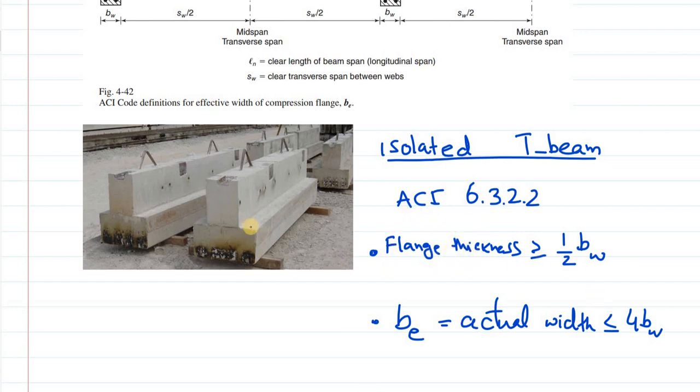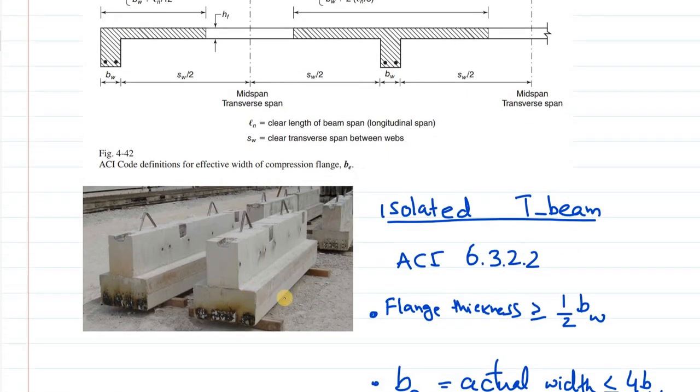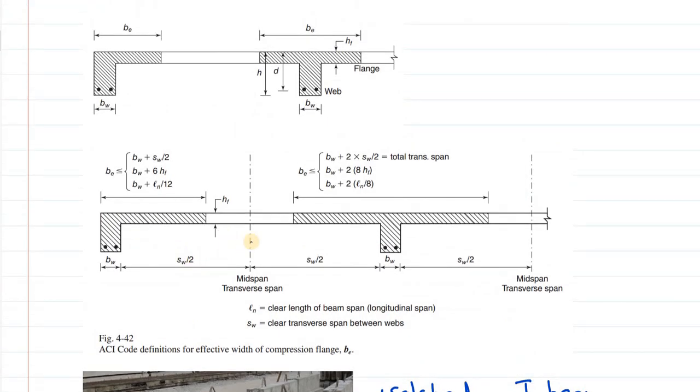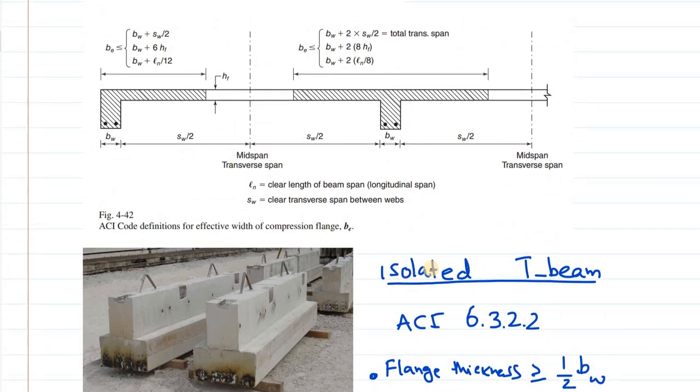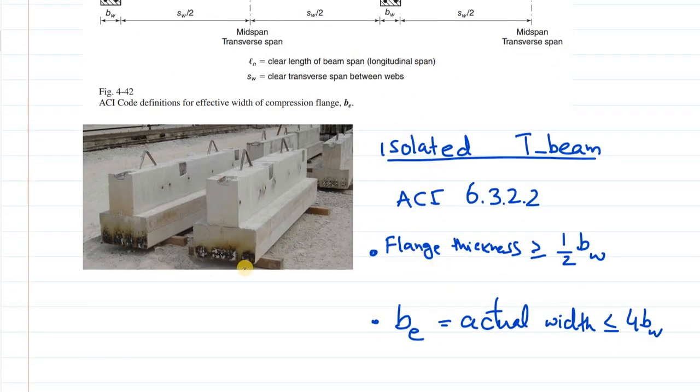The flange thickness that you provide should be at least equal to half of the web width, BW. And the second provision is that this effective width is equal to the actual width, but if the actual width exceeds 4BW, you will take it equal to 4BW. So this is how these two provisions are to be satisfied for the isolated T-beams. We will be mainly discussing the T-beam section in continuous floor systems, but we can also have a look at the isolated T-beam section. The procedure for both is the same, just the provisions regarding effective width and flange thickness are different. Apart from this, the rest of the process is the same. So we will see both of them.